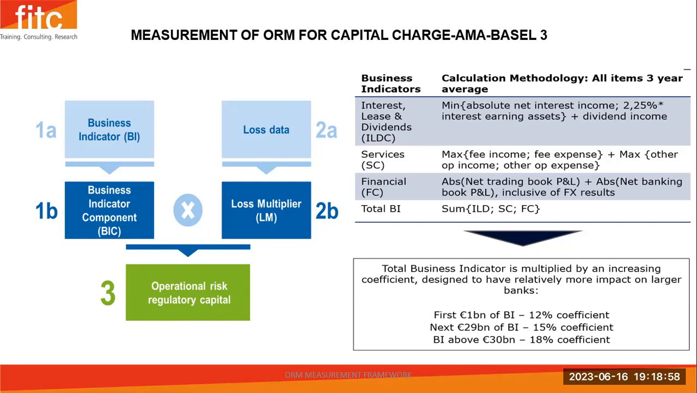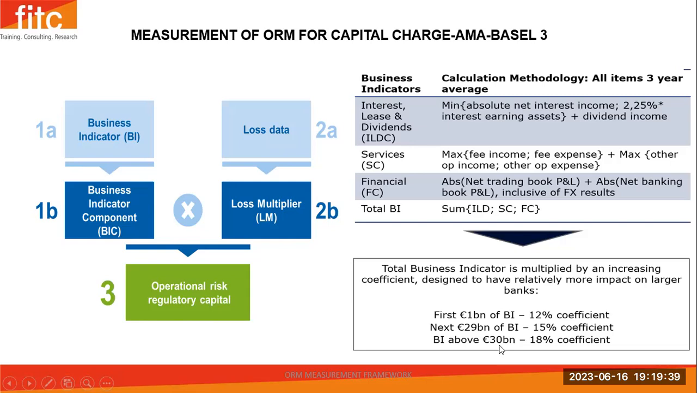Now, once you're able to get the result for ILD, SC, and FC and sum them, you need to go further. So let's say the sum gives you 40 billion. You then have to allocate that 40 billion as shown below. The first 1 billion euro, you multiply by the 12% coefficient. And then the next 29 billion, you multiply by the 15% coefficient. And then the remainder, anything that is above 30 billion, you multiply by the 18% coefficient.